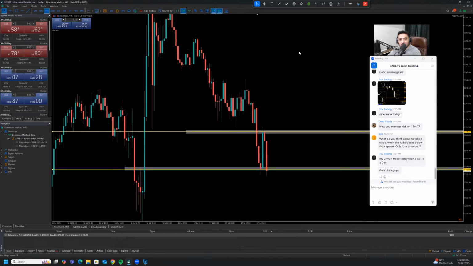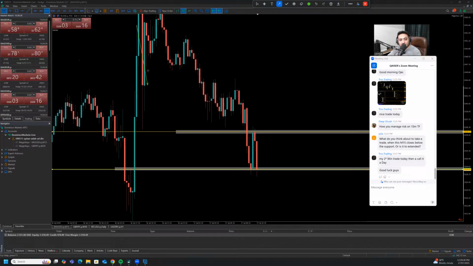Look at this one again. The candle just created a lower high, lower high, lower high. This is something I printed when I started the stream. Let me just see this one.